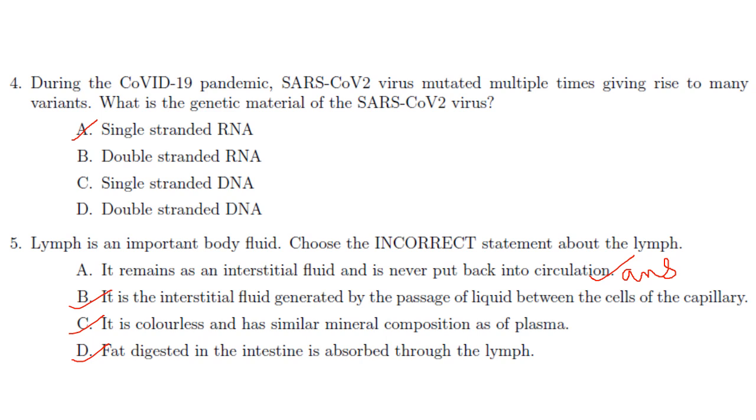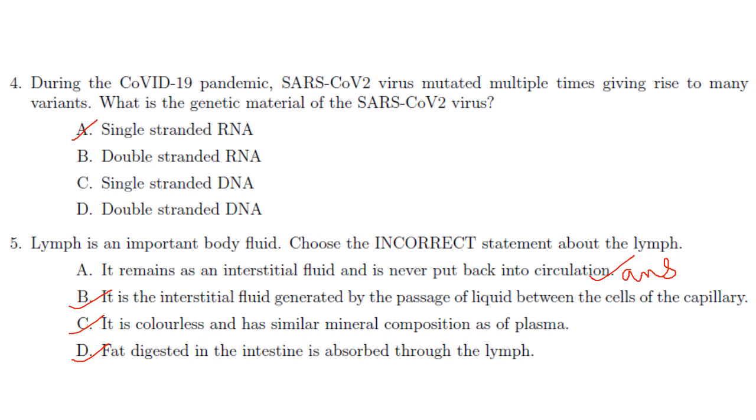Choose the incorrect statement about the lymph. A: It remains as an interstitial fluid and is never put back into circulation. B: It is the interstitial fluid generated by the passage of liquid between the cells of the capillary. C: It is colorless and has similar mineral composition as of plasma. D: Fat digested in the intestine is absorbed through the lymph. So B is correct, C is also correct, D is also correct. So what is not correct is A. So your answer here is option A, because they have asked for the incorrect statement.